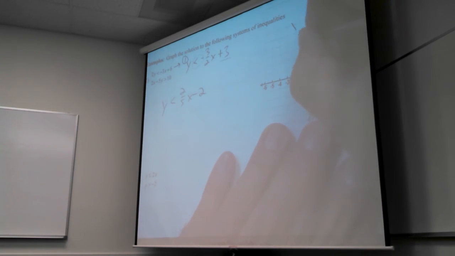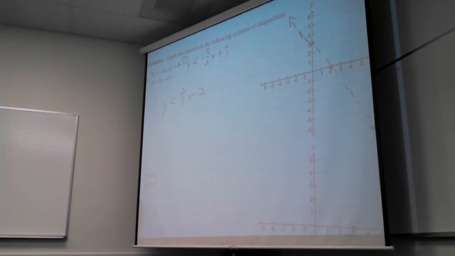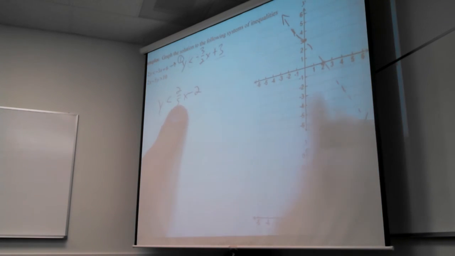Alright, that's close enough, Jeff. You did fine, Jeff. And then the other guy, the y-intercept is negative 2. Go up 2 over 5. It is also going to be dotted.